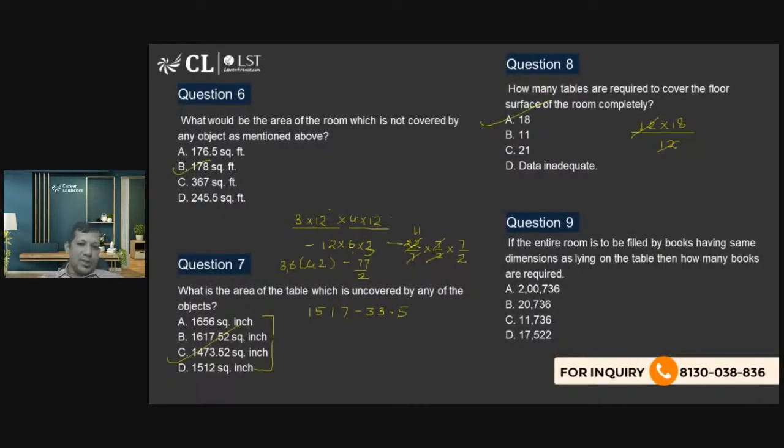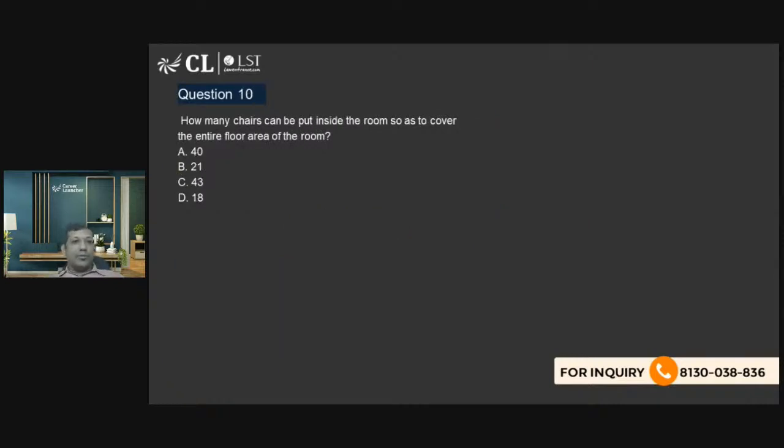Which option is this? That is option B. Got the answer. So don't multiply everything. That's not a good idea.